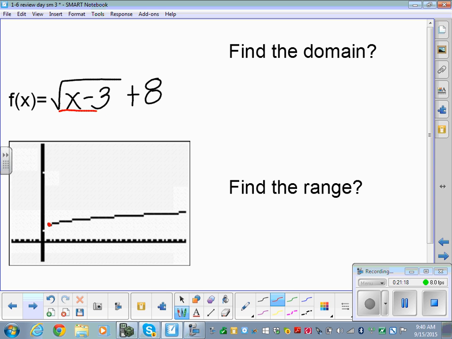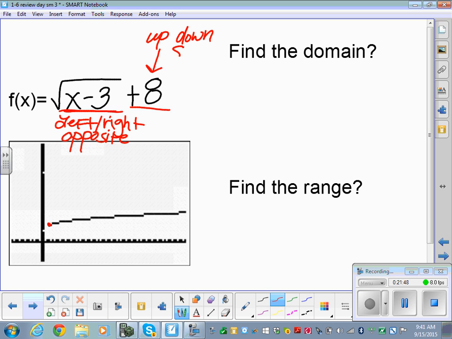But what's underneath the house, that's your shift left and right. You always go the opposite of what the sign is inside the root, so opposite. Now this is your shift up and down, so you'll want to know this because it is on the test. Whatever's added on the outside of the root is your shift up and down, and the sign stays the same.